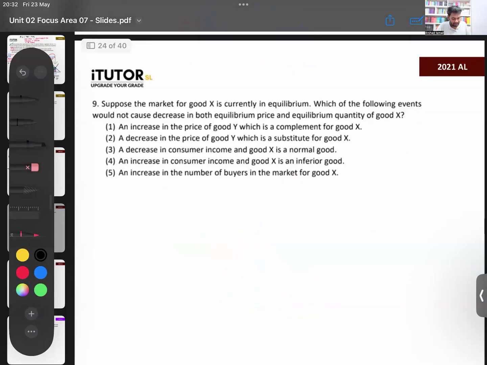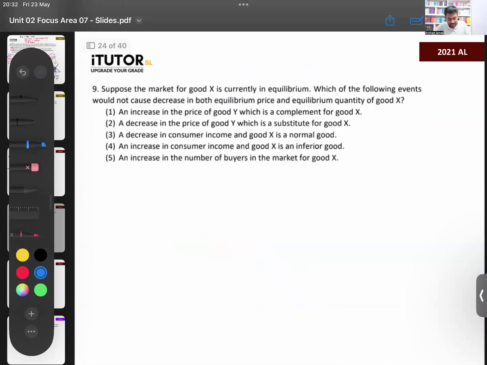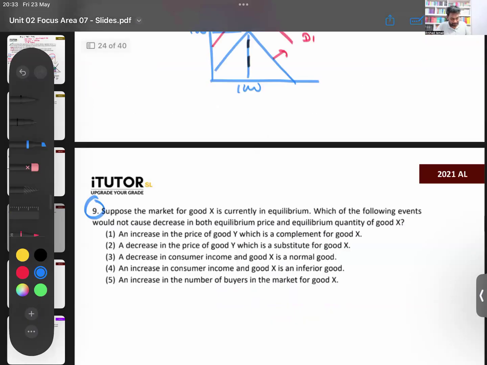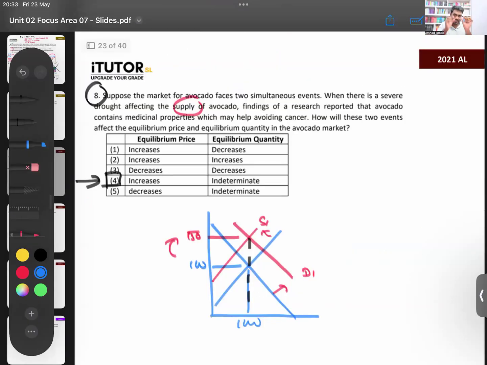Right, 2021, the next one, question 9. Suppose the market for good X is currently in equilibrium. What's the case when I draw and see both increase? Then you have drawn it. Yes, if you shift both of these by the same equal proportion, the quantity has to remain unchanged. But they have not told you anywhere in the question that it's changing by equal proportion. Demand is changing more, or supply is changing more, they have not told.